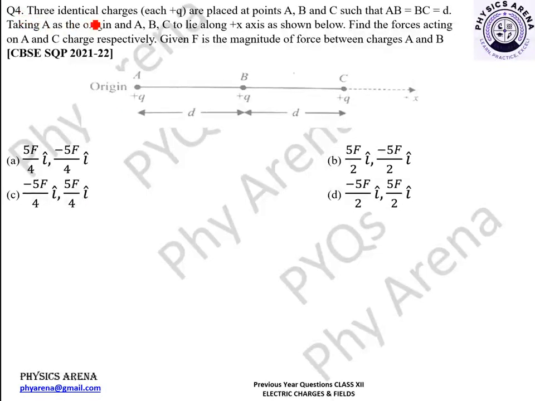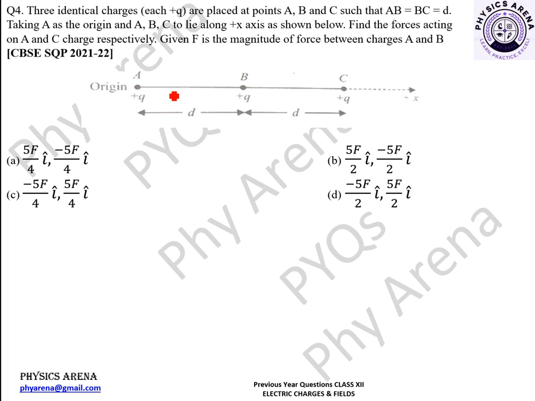Question 4. Three identical charges of plus q charge each are placed at points A, B and C such that AB is equal to BC is equal to D. So we are having three charges plus Q, and they are placed such that AB is equal to D and BC is also equal to D. We need to take A as origin. So A is our origin, and we need to find the force acting on the charges A and C respectively, and it is given to us that the force between A and B is F.